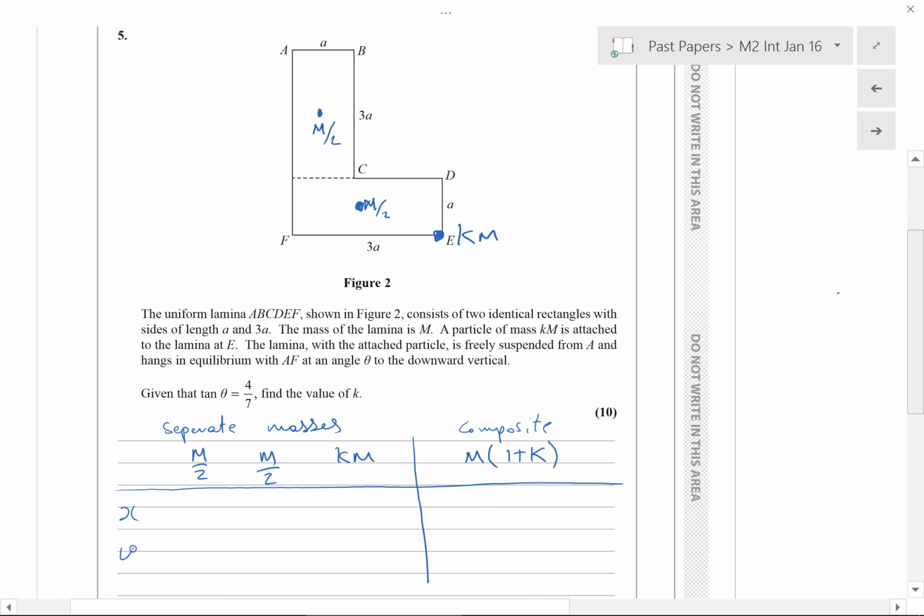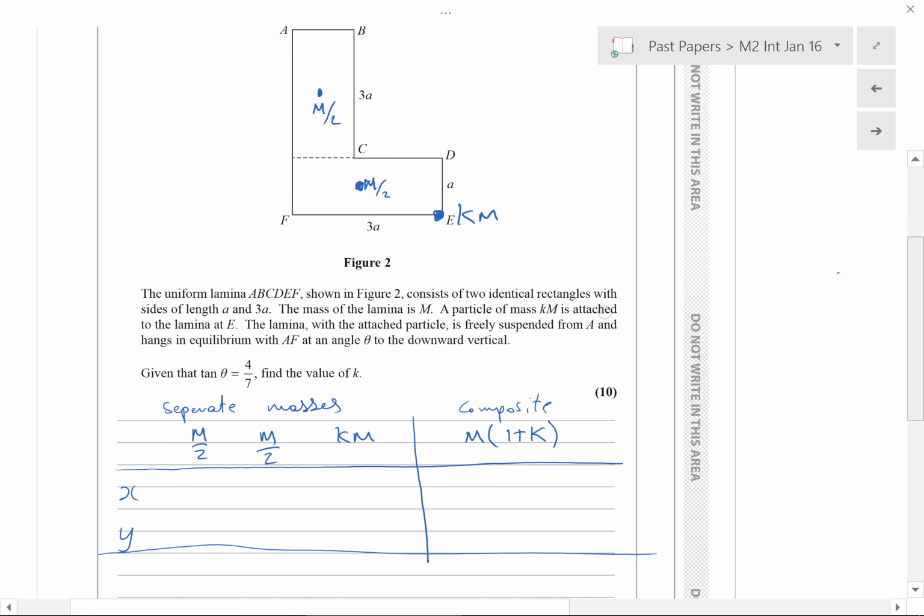Let's consider the x and y coordinates for these. The x coordinate, let's make that for this one, 3a over 2. The y coordinate for this one is obviously a over 2 because halfway up. Then let's consider this one. The x coordinate is obviously that distance there, which is a over 2. The y coordinate will be this a plus this halfway up the 3a, which is 3a over 2. Combined is 5a over 2.